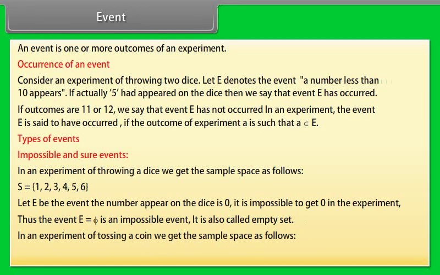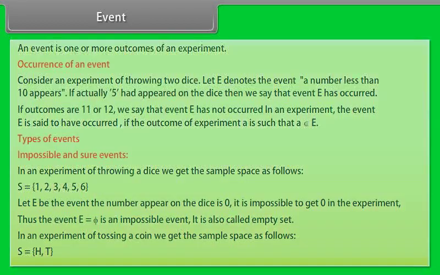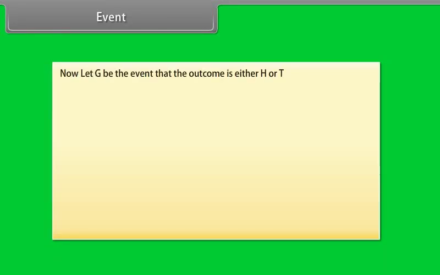In an experiment of tossing a coin, we get the sample space as follows. S is equal to {H, T}. Now let G be the event that the outcome is either H or T. Thus the event G is equal to {H, T}, a sure event.